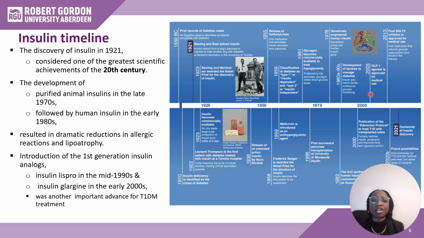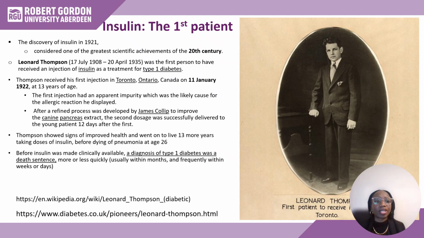Now in 2005, they've included here the GLP-1s, which apparently they are trialed out for type 1 diabetes. And then also some SGLT2s have been used for type 1 diabetes. And there's more future possibilities here. So research is ongoing. Okay.